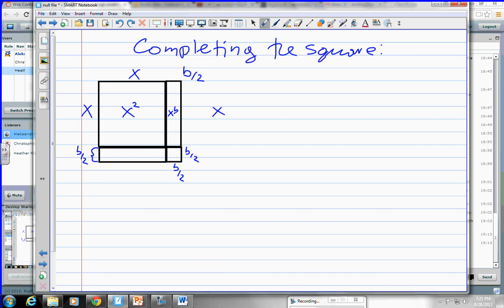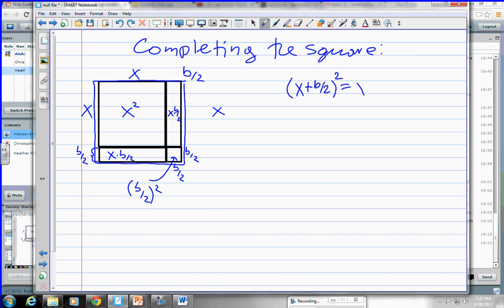X times b over 2, right? What is the area of this rectangle over here? X times b over 2. And what is the area of that little square? b over 2 squared. And what is the area of this big square? x plus b over 2, squared. Right, so therefore x plus b over 2 squared equals all the parts.